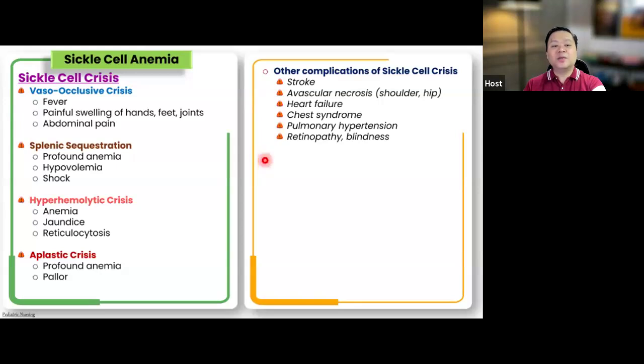Now, another problem here for males is priapism. So what is this? This is going to be characterized by a very painful and prolonged erection in males.